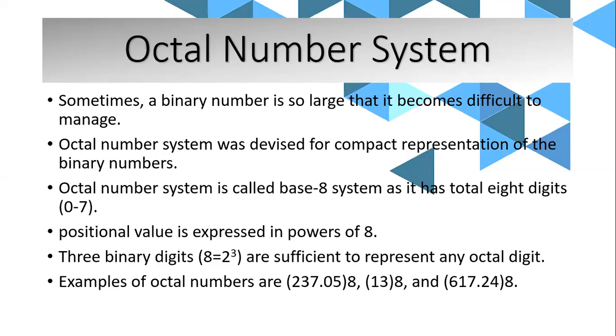Examples of octal numbers are given to you all. 237.05, the 8 should have been a subscript over there. 13 is an octal number. Now, if you look at the number 13 in decimal, you all will understand the value. And if you look at it in octal, you will have to convert it to decimal to find out the value. 617.24. Invalid numbers would include any number that has 8 or 9 in it. It will become an invalid octal number because the octal number system does not include the digits 8 and 9. It only includes the digits from 0 to 7.